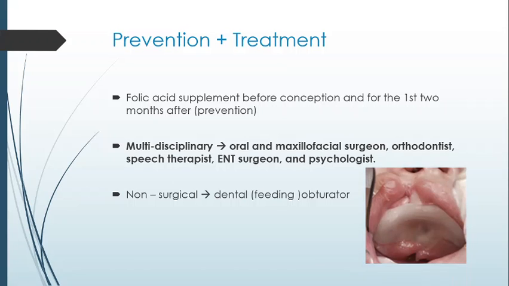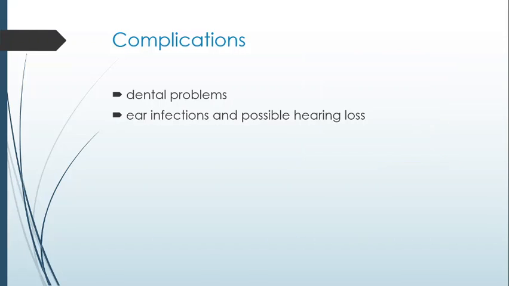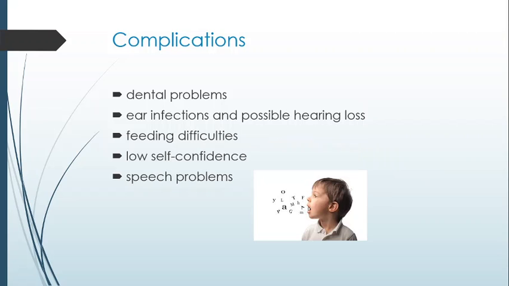Usually, we provide the neonate patient with a dental obturator, like we can see here in this photo, to facilitate feeding. If these abnormalities are not corrected, it can lead to dental problems like crowding, spacing, multiple missing teeth, and other problems. Also can lead to ear infection and possible hearing loss, feeding difficulties, low self-confidence, and speech problems.